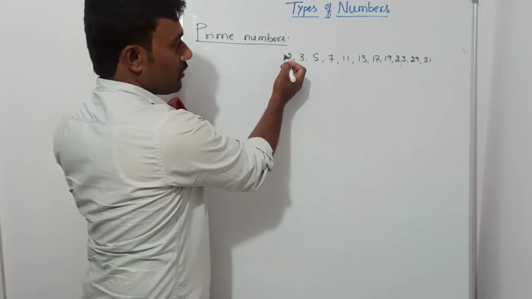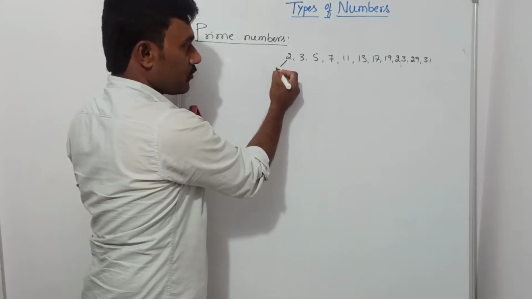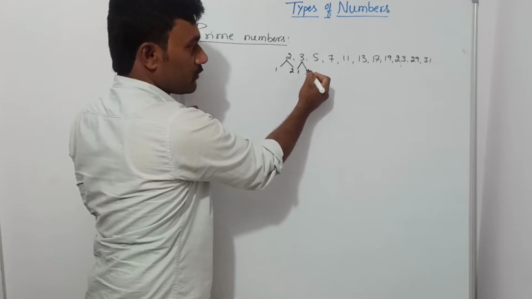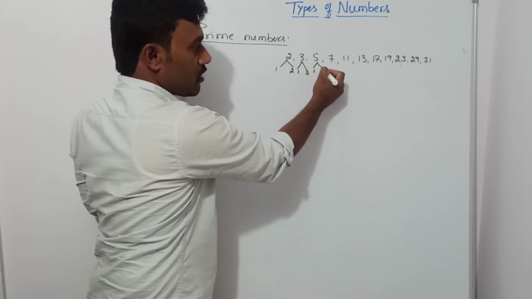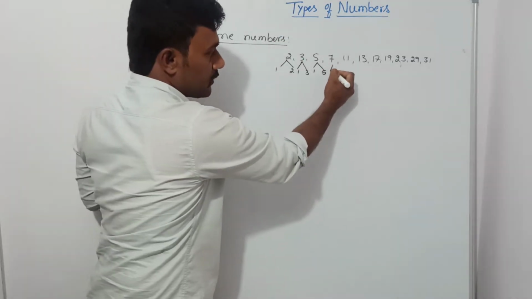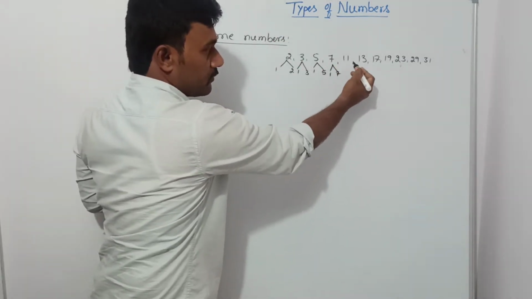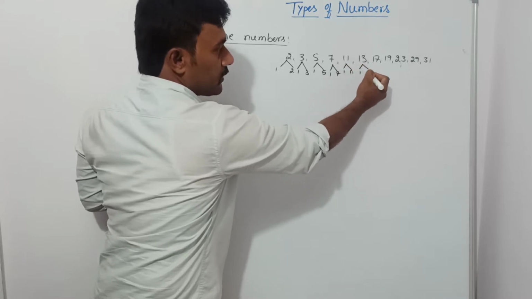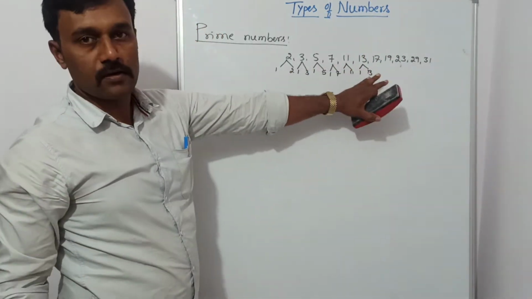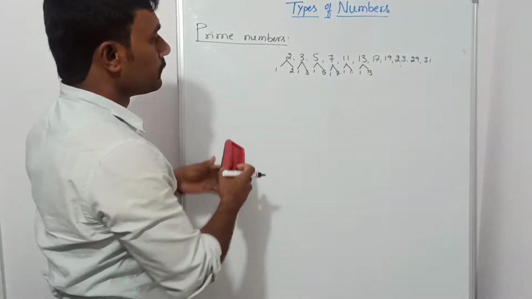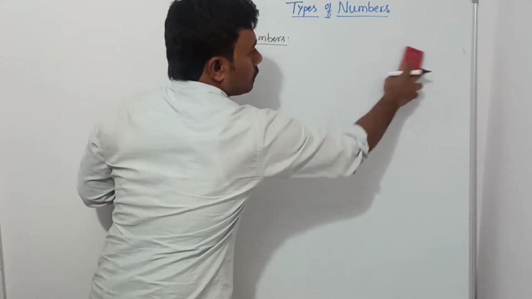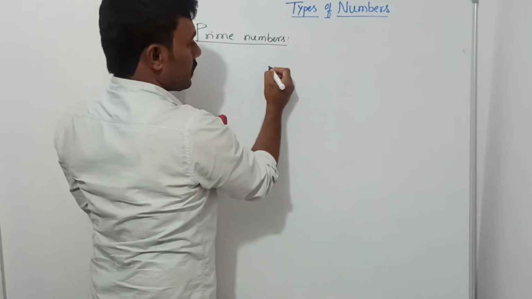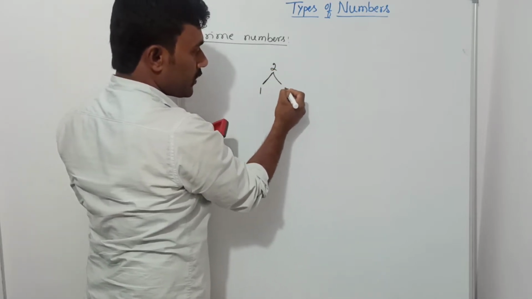For example, 2 is divisible by 1 and 2. 3 is divisible by 1 and 3. 5 is divisible by 1 and 5. 7 is divisible by 1 and 7. The same way, the numbers which are divisible by 1 and itself are called prime numbers. For example, 2 is divisible by 1 and 2.